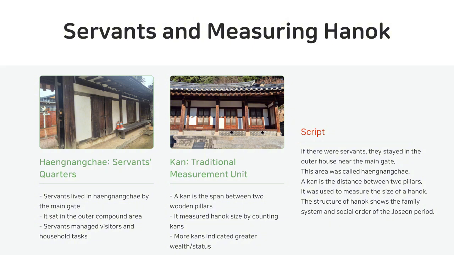A kan is the distance between two pillars. It was used to measure the size of a hanok. The structure of hanok shows the family system and social order of the Chosun period.